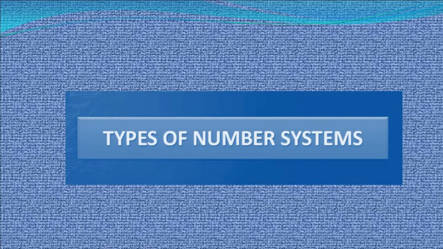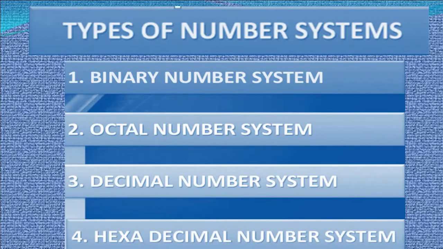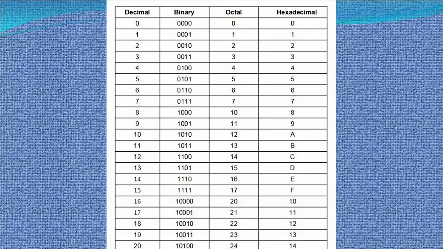What are the different types of number systems? There are four types of number systems that we will look at today. These are the binary number system, octal number system, decimal number system, and hexadecimal number system. Now, this is an extremely important table which I would request everyone to memorize. It might seem daunting at first, but there's a really short trick by which you can memorize this.